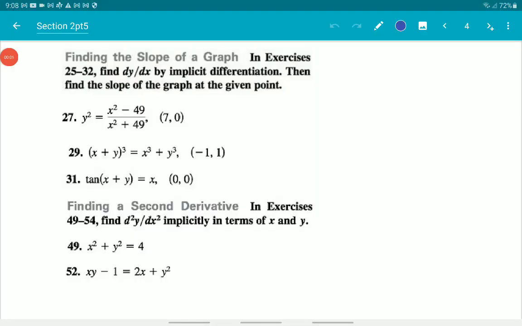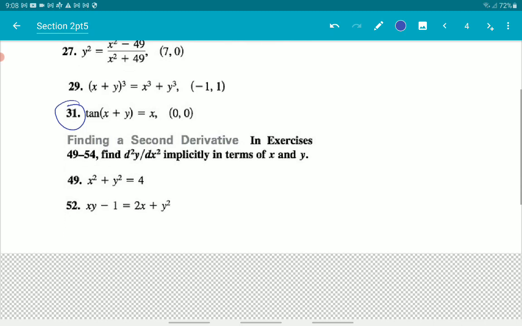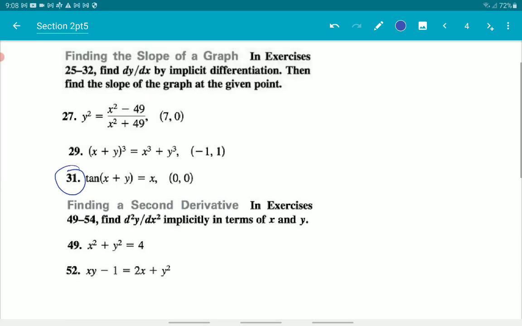So now that we know how to find the derivative, let's use it to find the slope of a graph at a particular point. Let's do this problem, number 31. So we want to find the derivative of the function, tangent of x plus y is equal to x, and then evaluate it at the point 0, 0. Notice the direction is asking us for the slope of the graph. Slope of the graph can be found using that derivative.